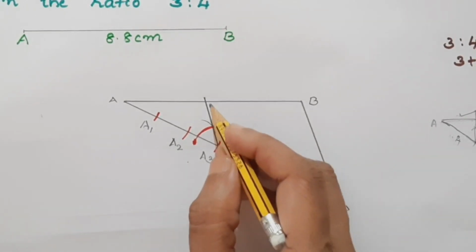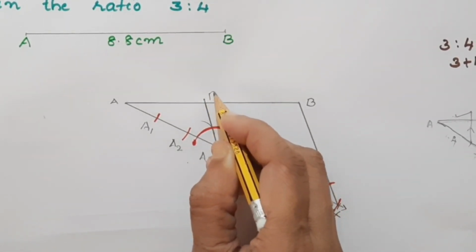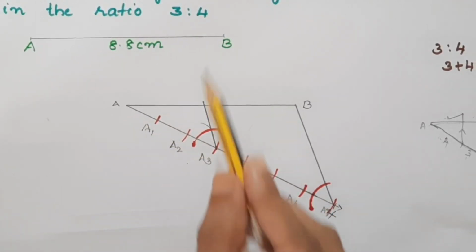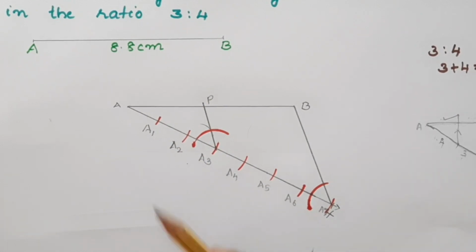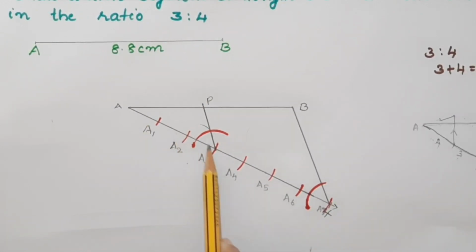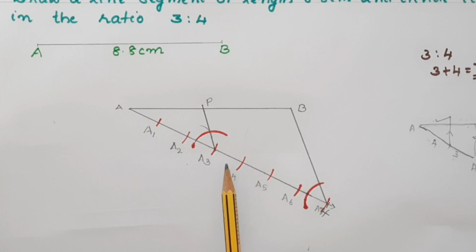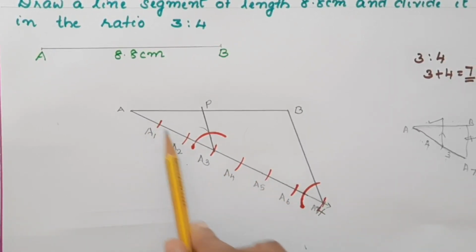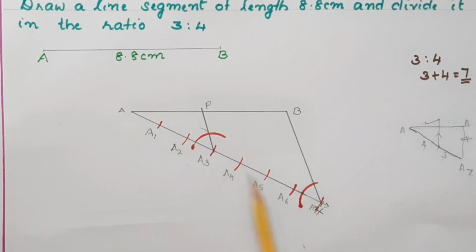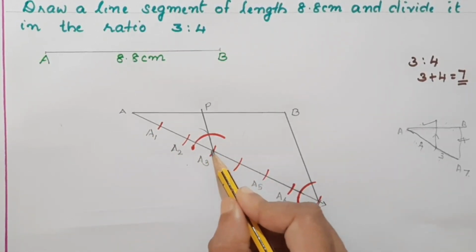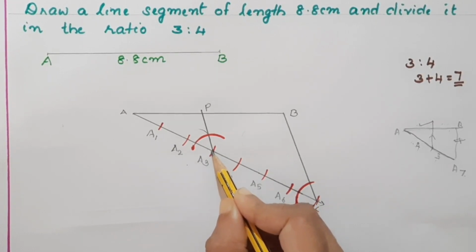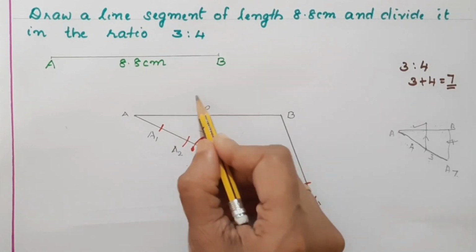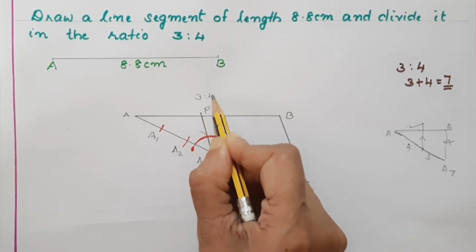We can give this point as P. Now we can say AP is to PB is 3:4 because see here 1, 2, 3. First part is 3 parts. Then here 1, 2, 3, 4. 4 parts. So if this side is divided in the ratio 3:4 by this point A3, then by basic proportionality theorem, this side also will be in the ratio 3:4.